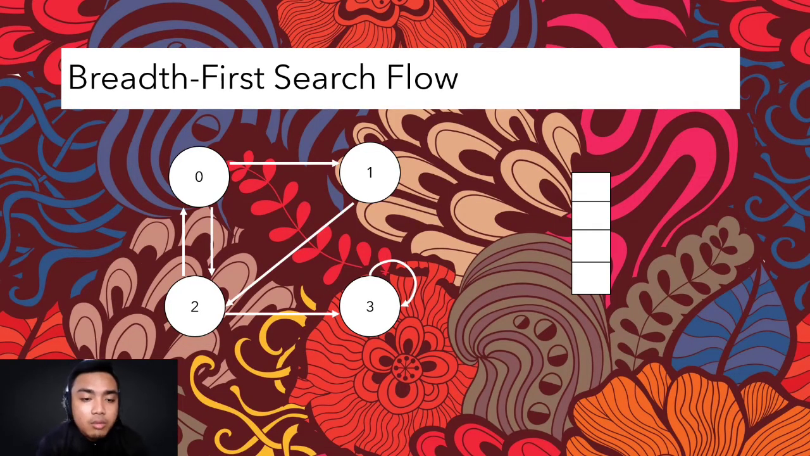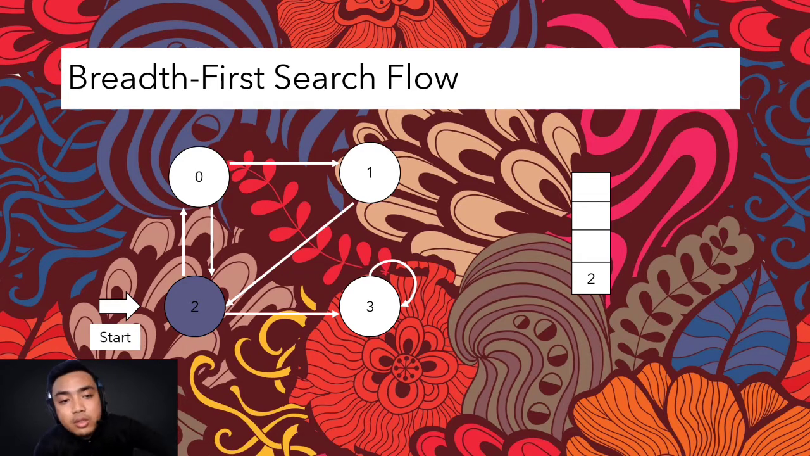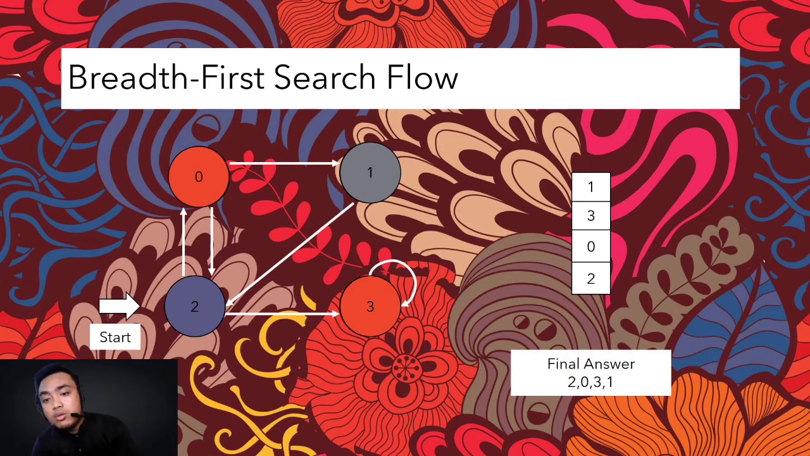First we start with vertex 2, which will be popped from the queue, and it has two neighbors, which are 0 and 3. Then 0 and 3 will be traversed and popped from the queue, and we continue with the lowest neighbor of vertex 2, which is 0. Vertex 0 has two neighbors, which are 2 and 1. Since 2 is already visited, we come out with vertex 1, and then vertex 1 will be popped from the queue. So the final answer will be 2 0 3 1.